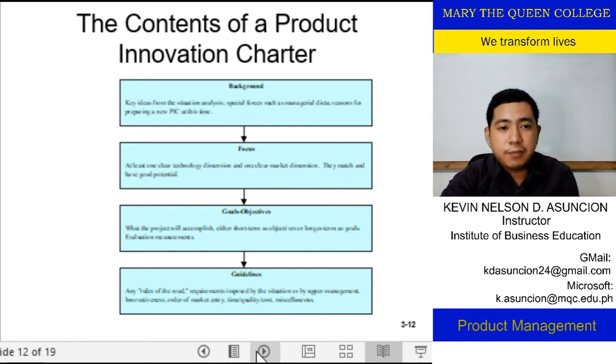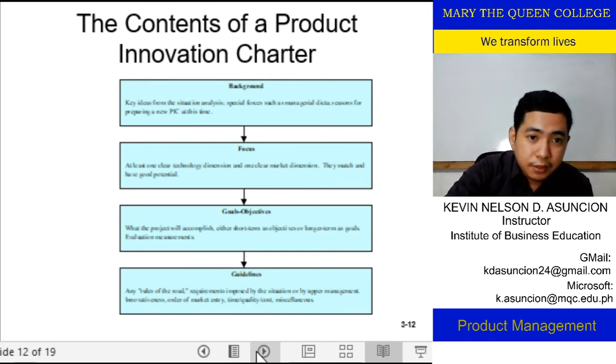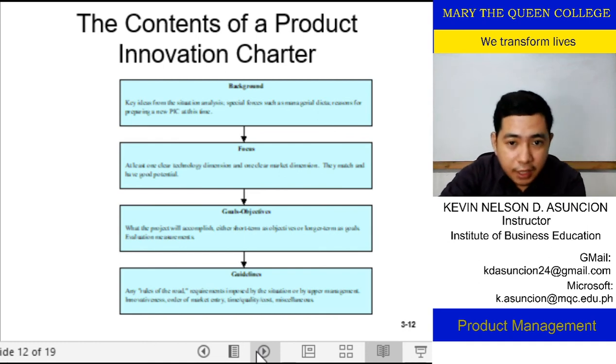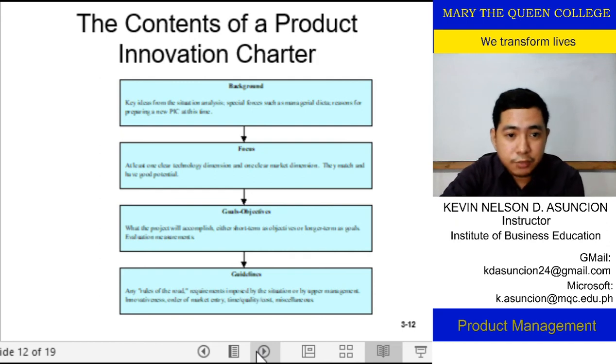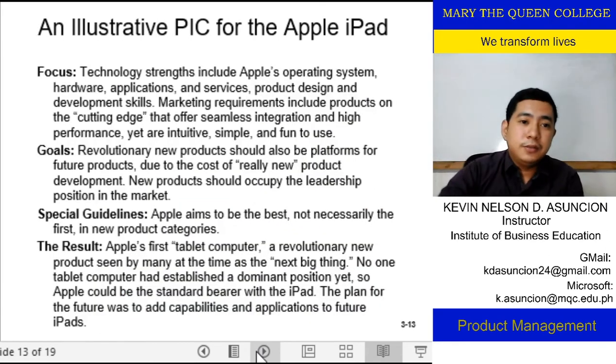What are the contents of the product innovation charter coming from that opportunity? So we have the background, the focus, the goals and objectives, and the guidelines. So where it is coming from, that's the background. Your concentration, where are you heading? That's the focus. How will you achieve that? That's the goals and objectives. And the guidelines is how will you implement that. Okay, so that's the idea.